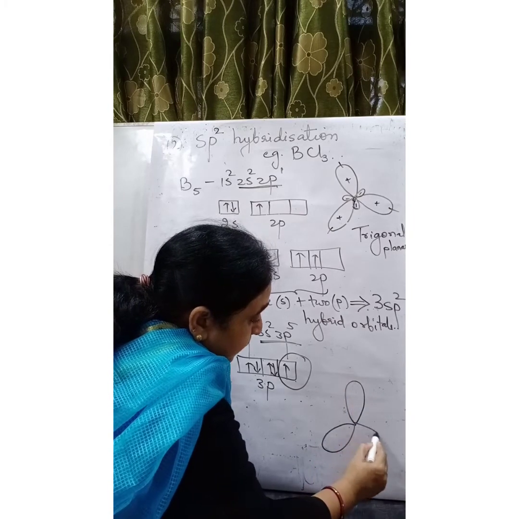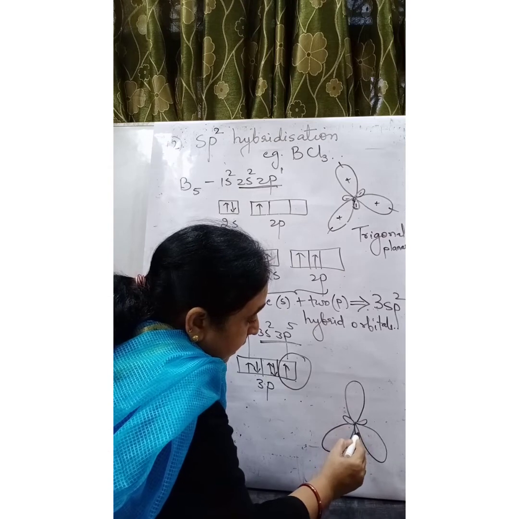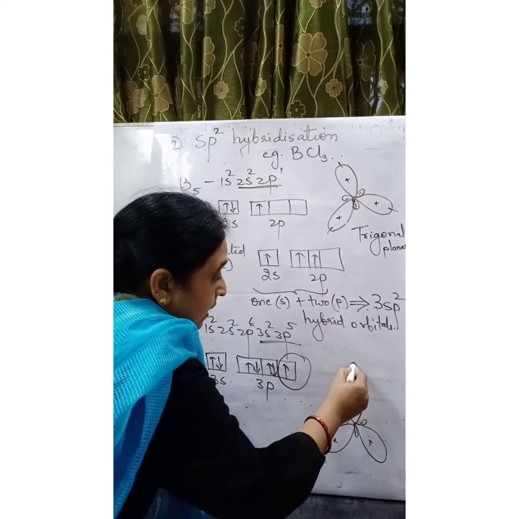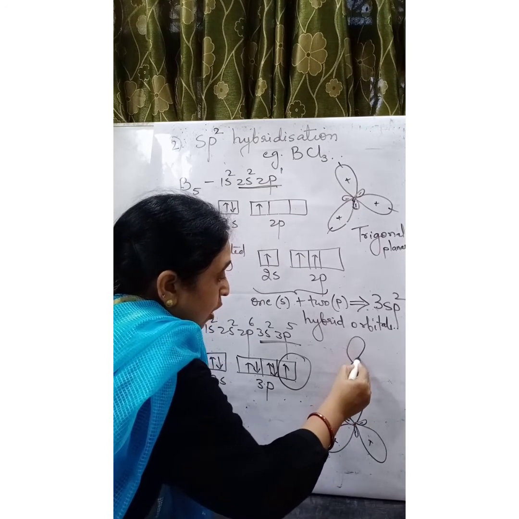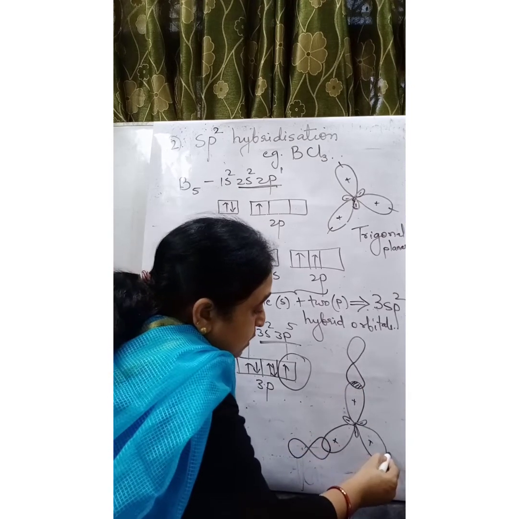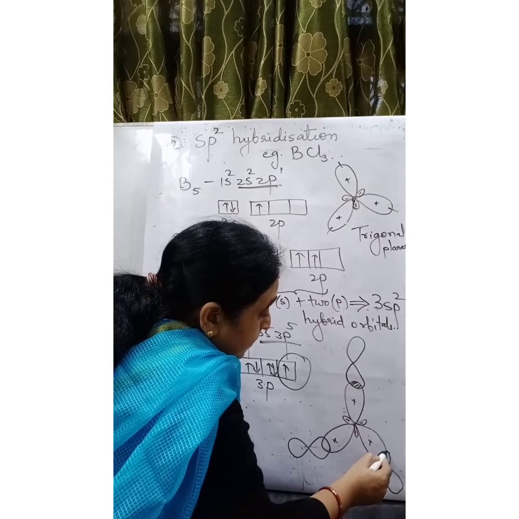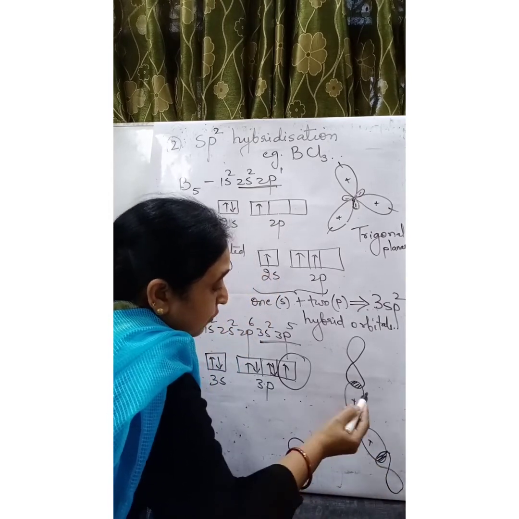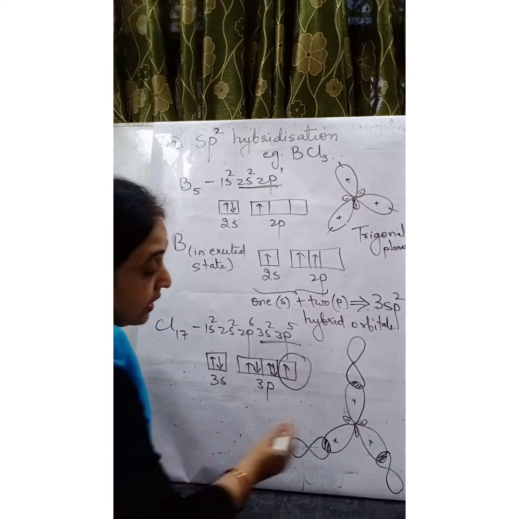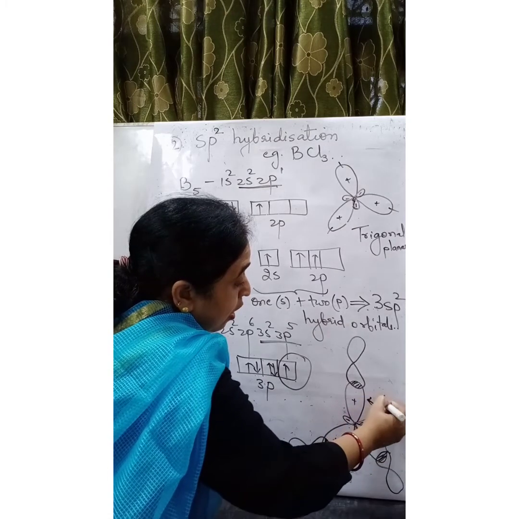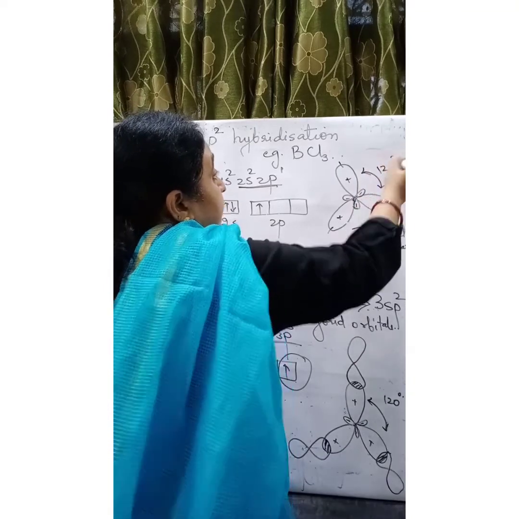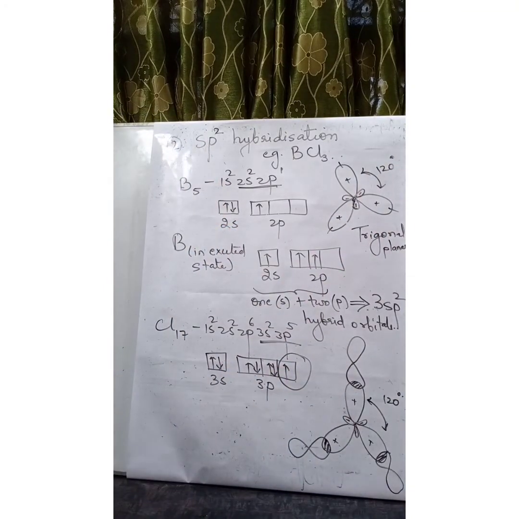These are our sp2 hybrid orbitals, and the p orbital of chlorine is overlapping each sp2 hybrid orbital, resulting in the formation of 3 BCl covalent bonds with a bond angle of 120 degrees. Here also the bond angle is 120 degrees and its geometry is trigonal planar.